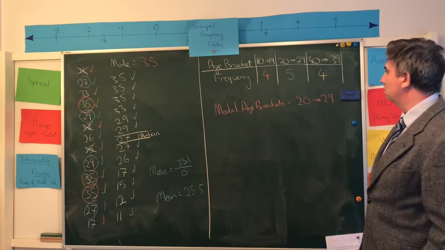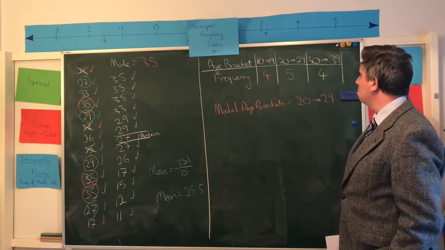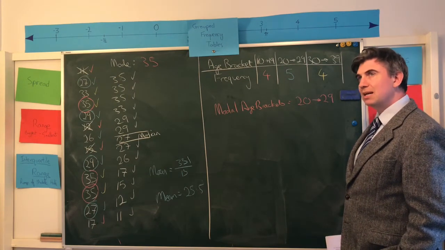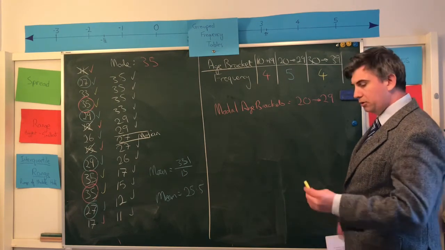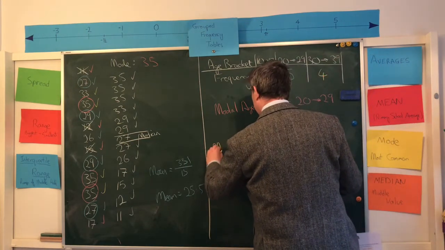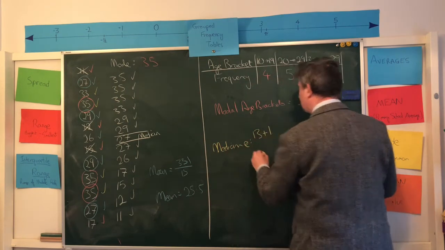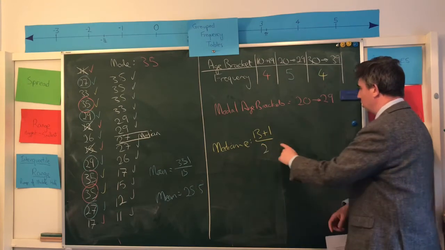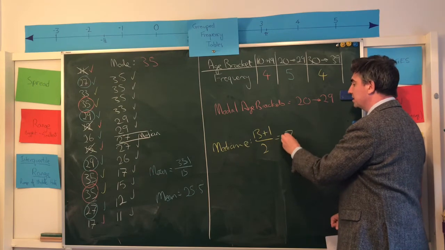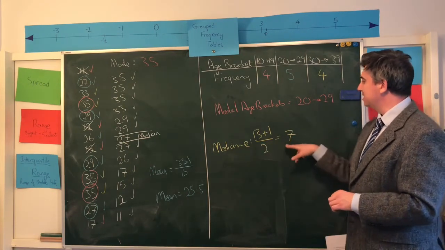Median. Median, okay. So how many terms do I have? I have 13 terms. So to find the middle of 13 numbers, we go 13 plus 1. So I know the median is at 13 plus 1 over 2. So the amount of numbers I have, we add 1 onto it and we divide it by 2, and that gives me 7. So I know the median is at the 7th term.